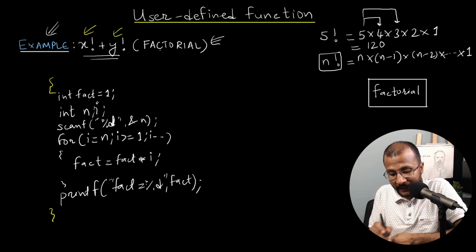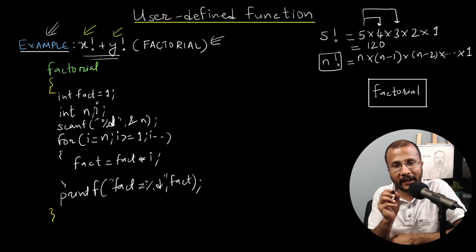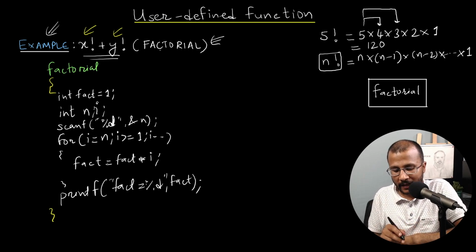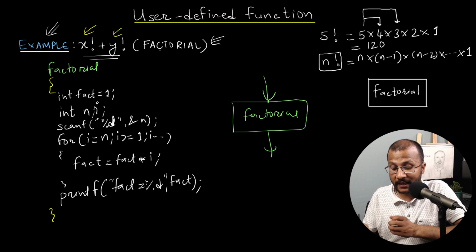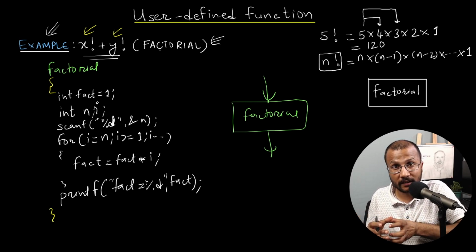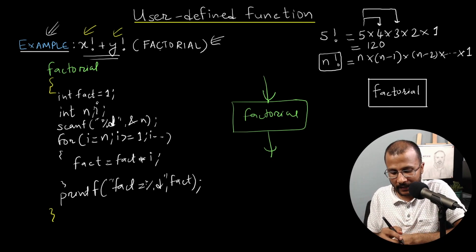So let me name this block as factorial. This can be any valid identifier. Now if we just look at this, if I say that factorial is a function, the name of the function is factorial. What is the input and what is the output? What do I give into this function? I'm not passing anything to this function. Although I'm scanning the values, this is happening inside the function.